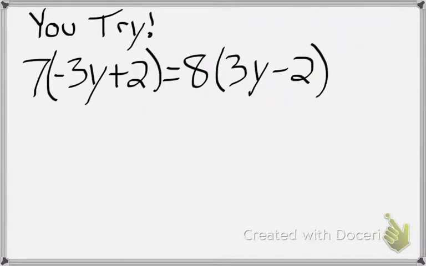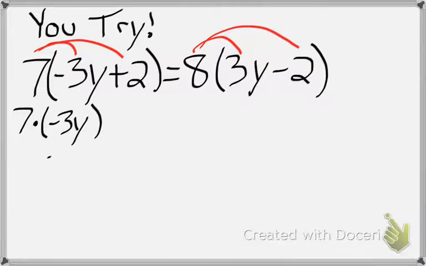Alright, if you don't need an explanation for this one, feel free to hit fast forward, just make sure you have the proper steps. If you do need help, make sure you listen to the explanation. We have to start by simplifying both sides using the distributive property on both sides. So I'm going to do them both at the same time. So we'll have 7 times negative 3y.